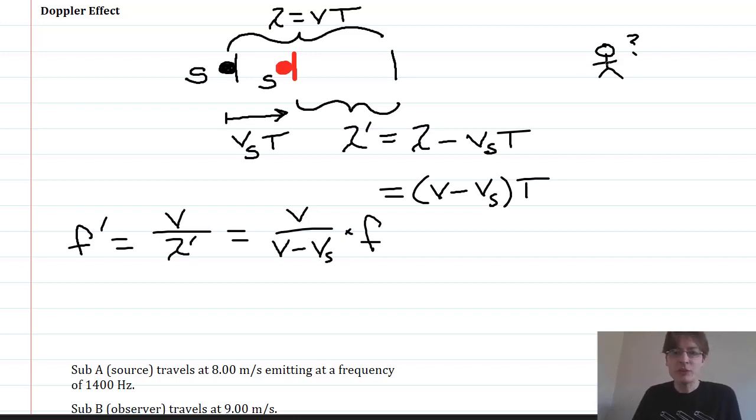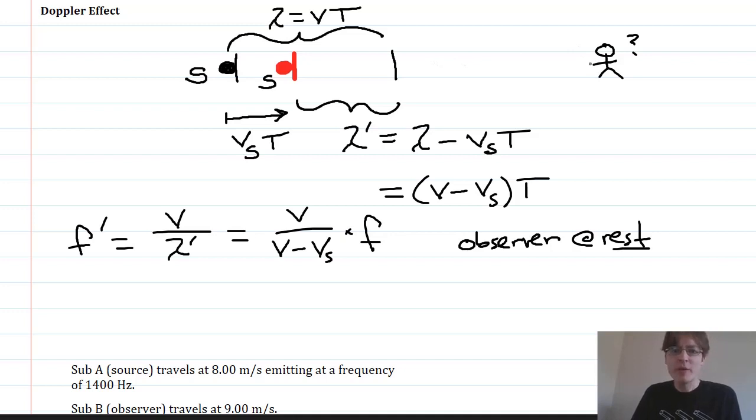And so that lets me predict what frequency I would hear as the observer. I have to divide v over v minus vs. That's the Doppler shift factor. Now this equation as written is only accurate when the observer is at rest. Source is moving, but I'm not. Can we generalize it to account for any motion that I might have?